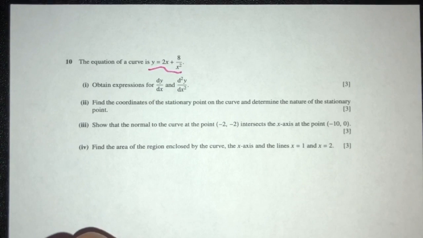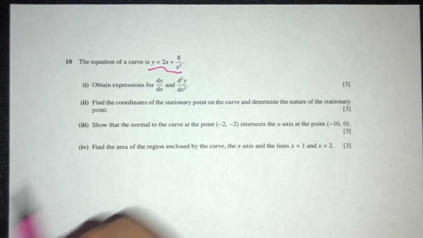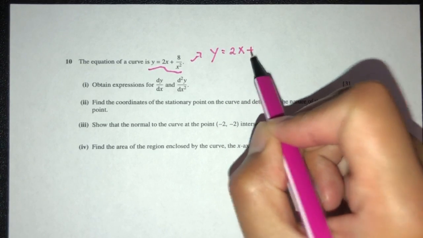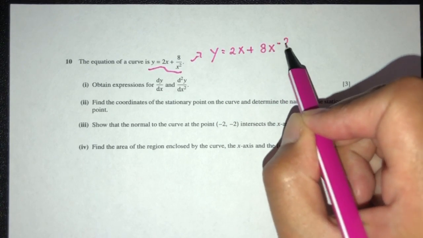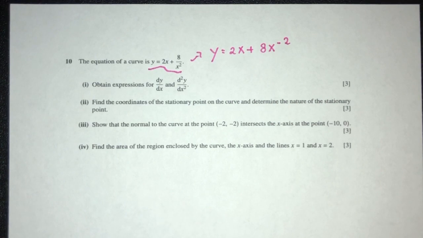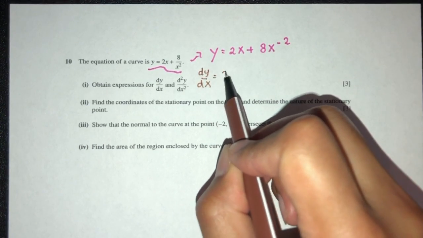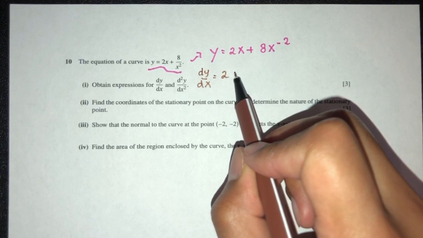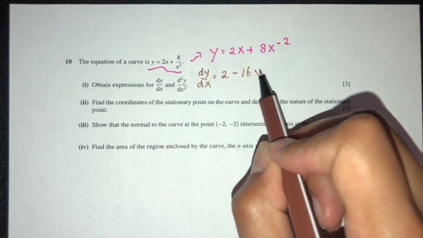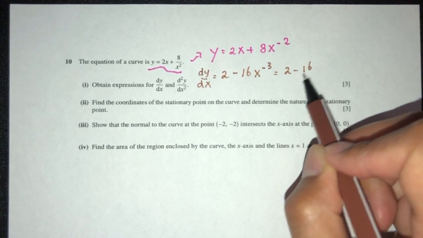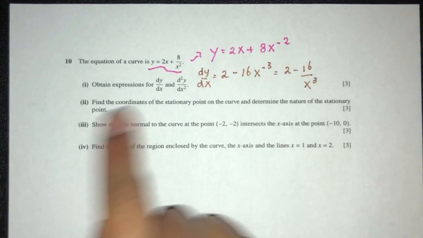The equation of the curve is this, right? Now the first thing we can do is rewrite this equation. That will be y equal to 2x plus 8x power minus 2. Now part 1, we have to find dy by dx and d2y by dx2. So step by step, let's first find dy by dx. That will be simply 2 first, multiplied by the power, that should be minus 16, and then minus 1, and that will be 2 minus 16 over x power 3. That should be part 1.